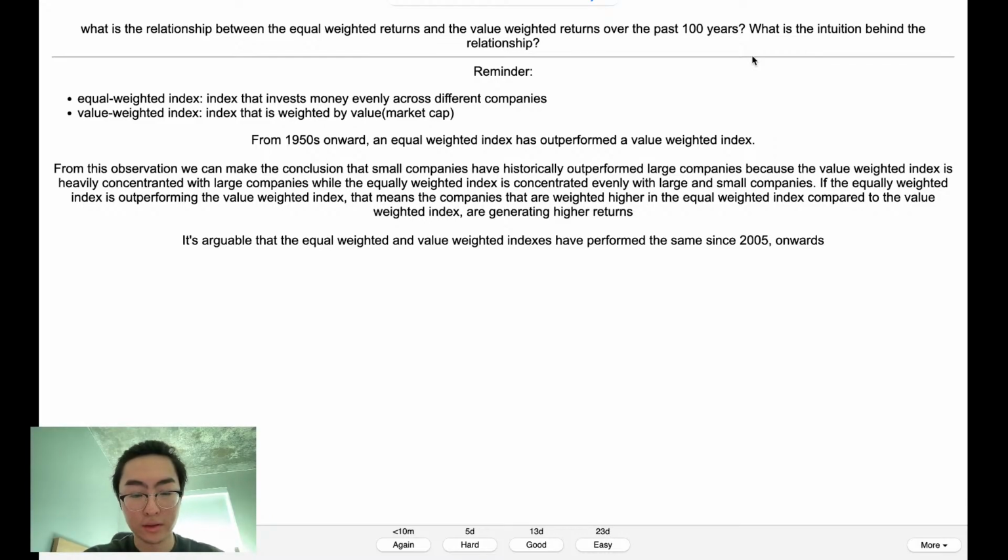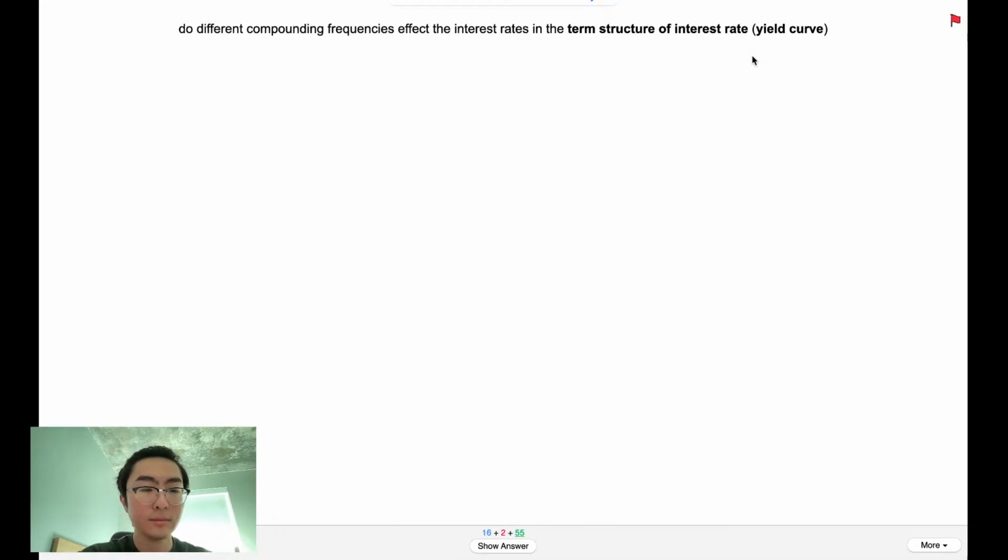Since 2005. Okay. Different compounding frequencies affect the interest rates, the term structure of interest rates. Yeah, they do. So you have different yield curves for different types of compounding frequencies.